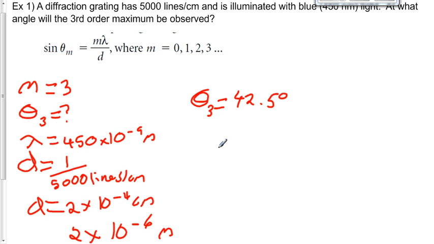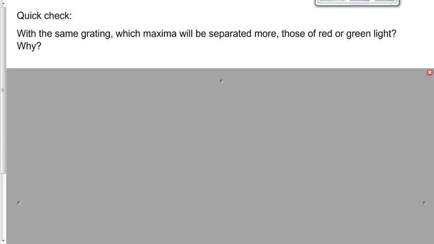All right, so there's a numerical example. Let's do a quick conceptual question here. Let's pretend we're using the exact same grating. Well, maybe not as the last question, but we're using one grating, and we have two different light sources.